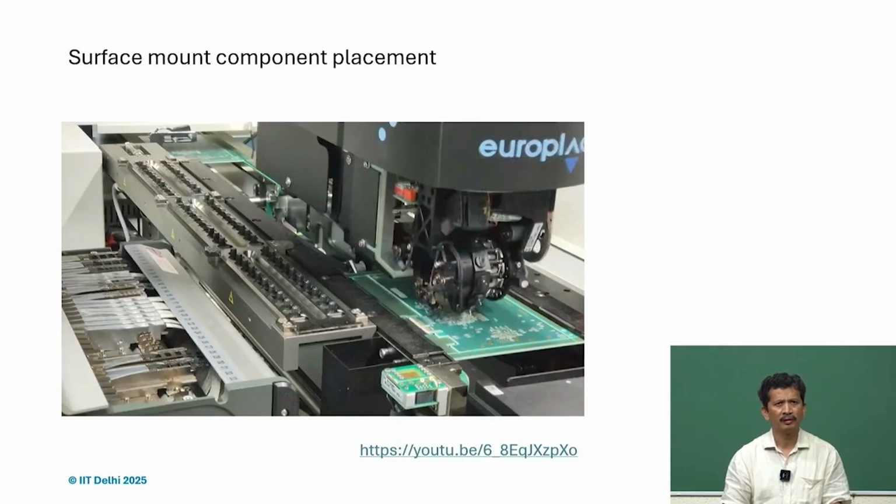So, there is one example here, in the electronics industry, where we want to have surface mount component placement, and SMT devices, SMT machines, we want to use. So, we will just watch a video first, and we will see how fast it is moving.